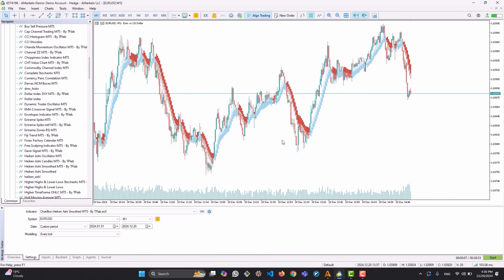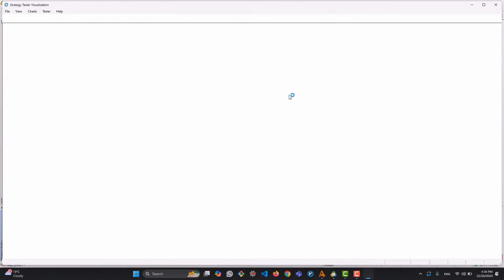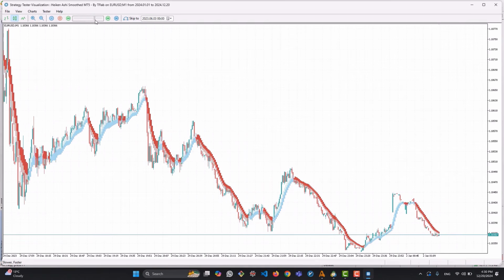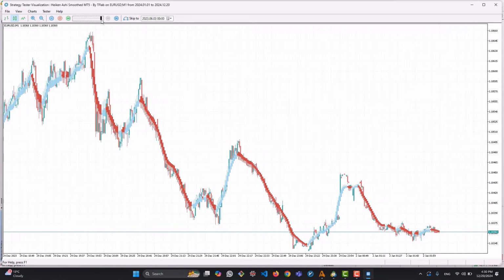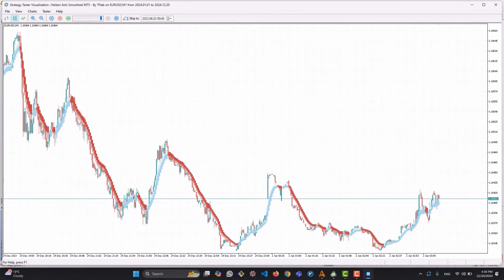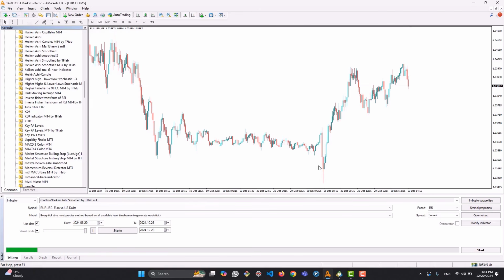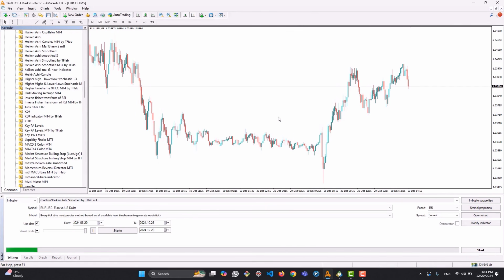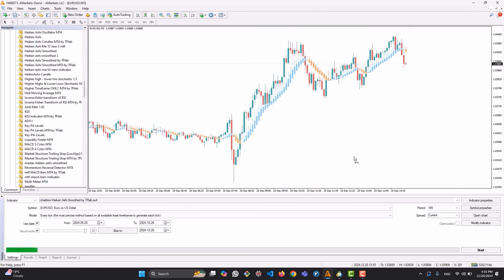We will see a live test of this indicator on a platform like MetaTrader 5. You can also use the MT4 version of this indicator on the MetaTrader 4 platform. We will see a live test of this indicator on the MetaTrader 4 platform.